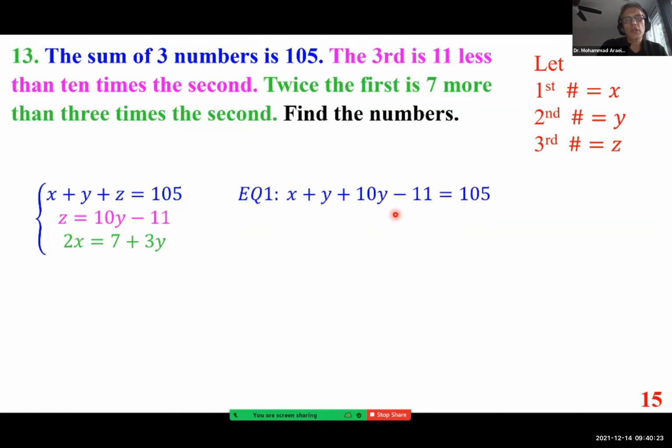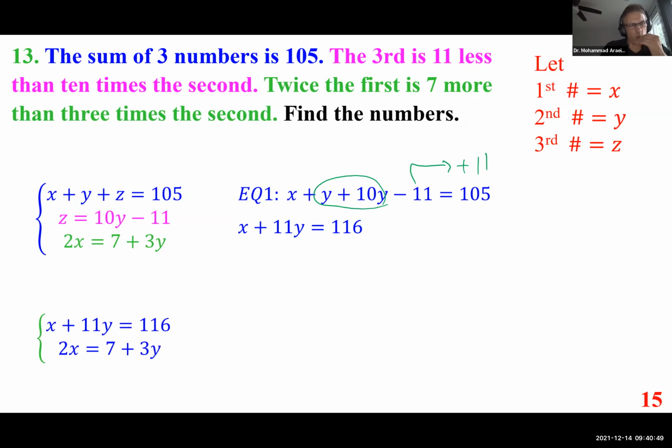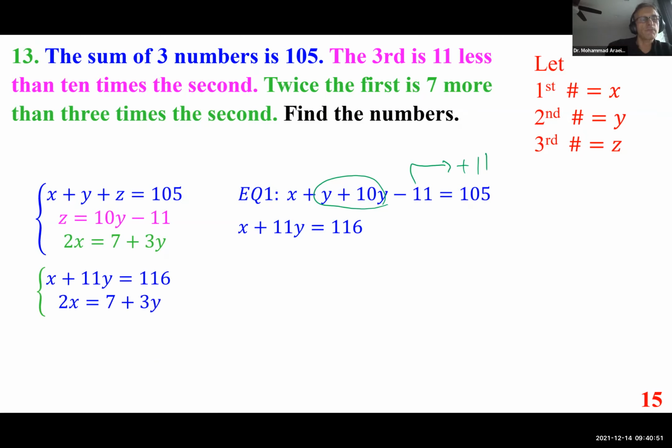Now we're going to put this together. This is x, this is 11y, and the negative 11 becomes positive 11 when we move it to the other side. Now the last equation and this one both involve x and y. Let's put them together and work on this system now.